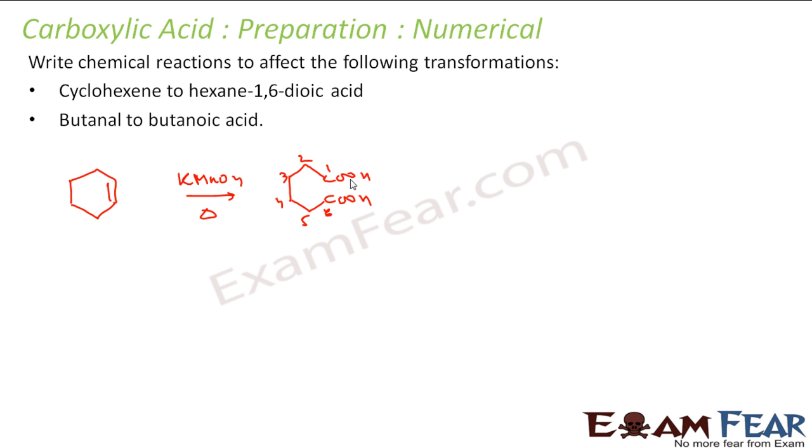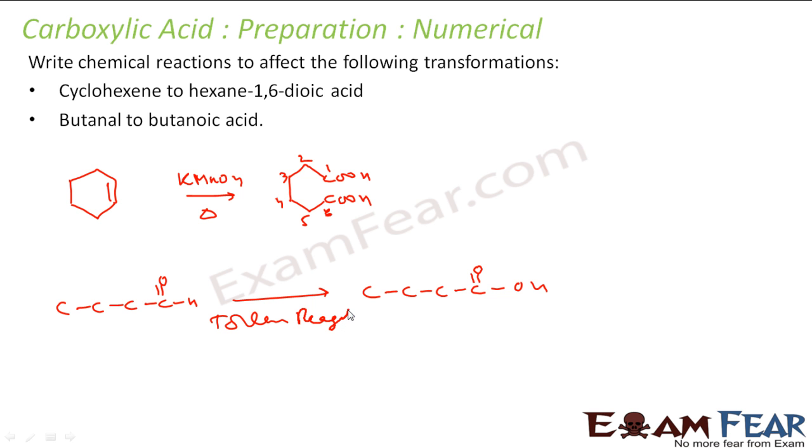The next is butanol to butanoic acid. It's pretty easy. I just have to use an oxidizing agent. I can use a weak oxidizing agent also, I can use Tollens' reagent, I can use Fehling's reagent, or I can use a strong oxidizing agent also. Any oxidizing agent will help here, right? Anything will help here.